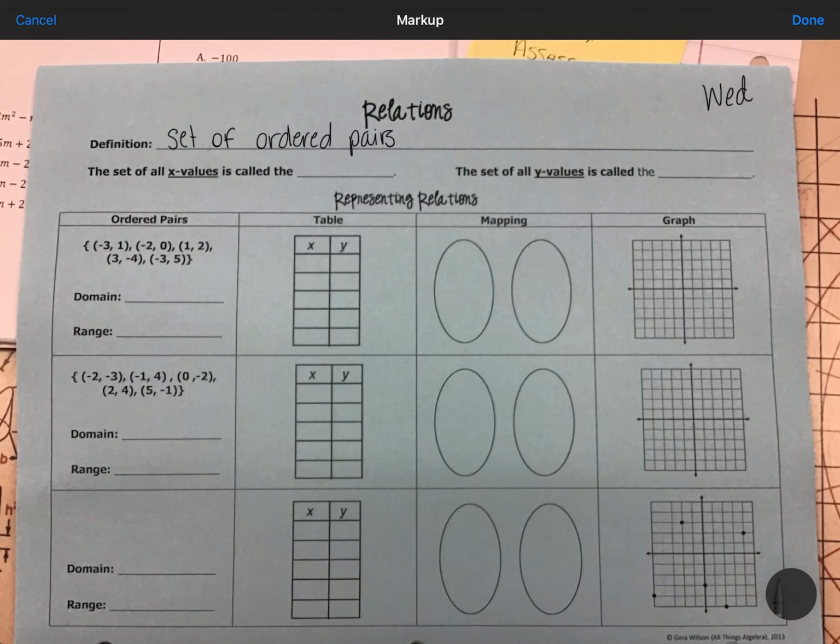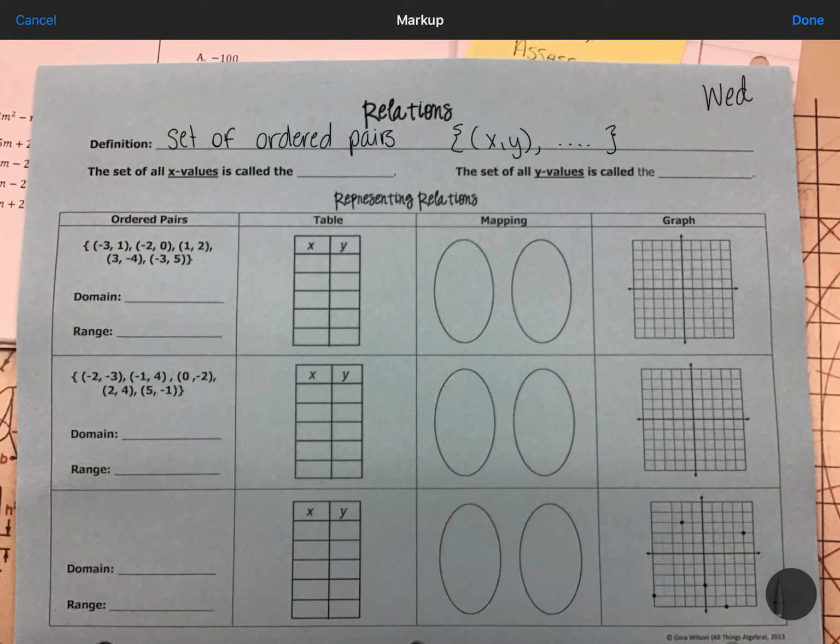Ordered pairs, remember, is an x comma y. And so you would have a set of these, and they can be shown as a list, in a table, a mapping, or a graph. So I'm going to show you what that looks like with these three examples.